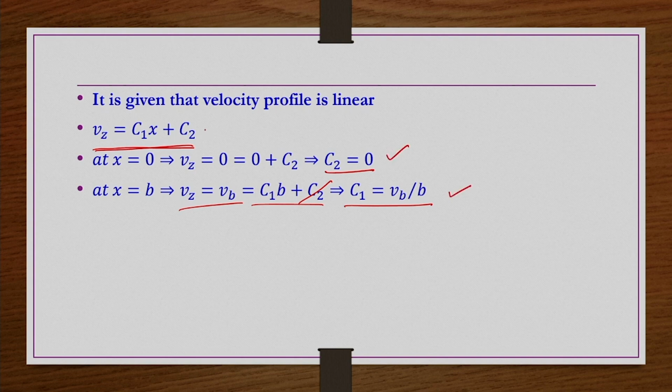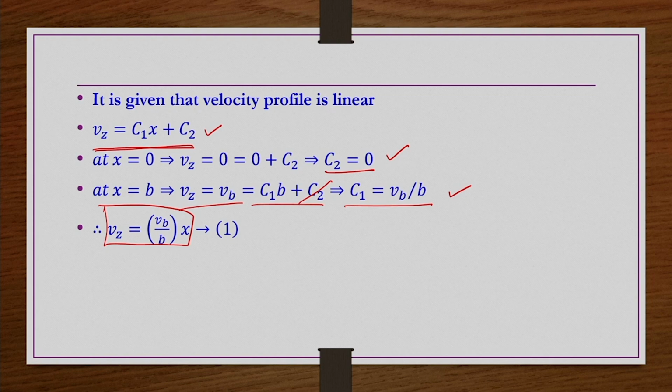If you substitute them in this velocity profile, V z is equal to V b by b multiplied by x plus C2, which is 0. So, the linear velocity profile that is given has this form. V b by b is the slope, and there is no intercept. Okay, so this is the velocity profile.